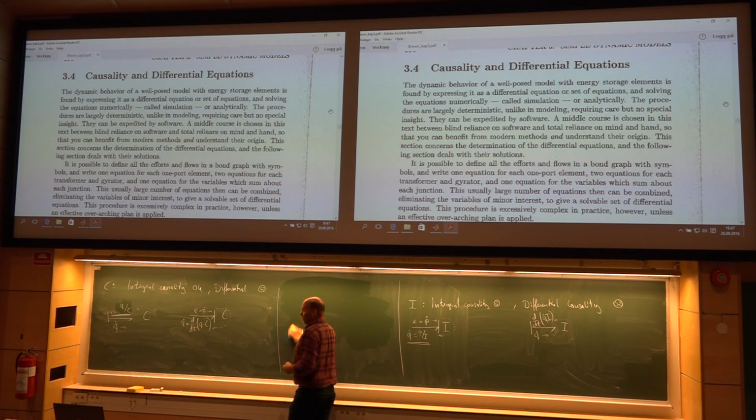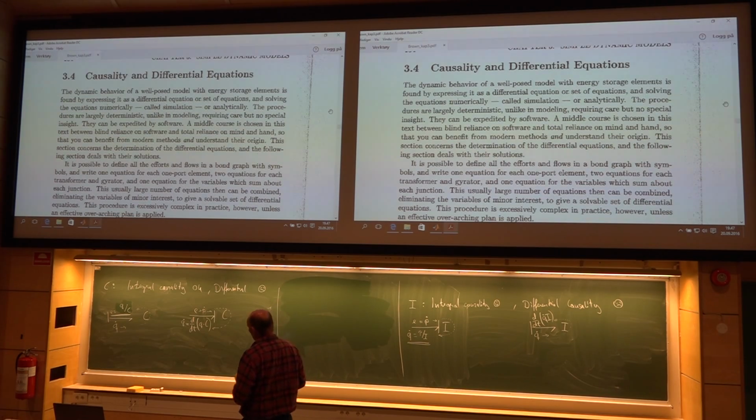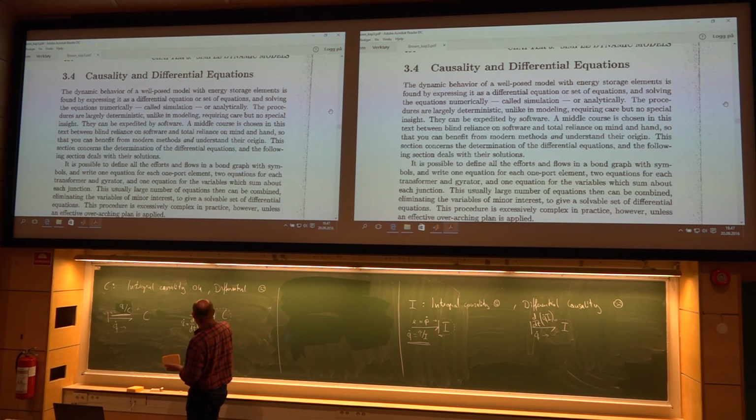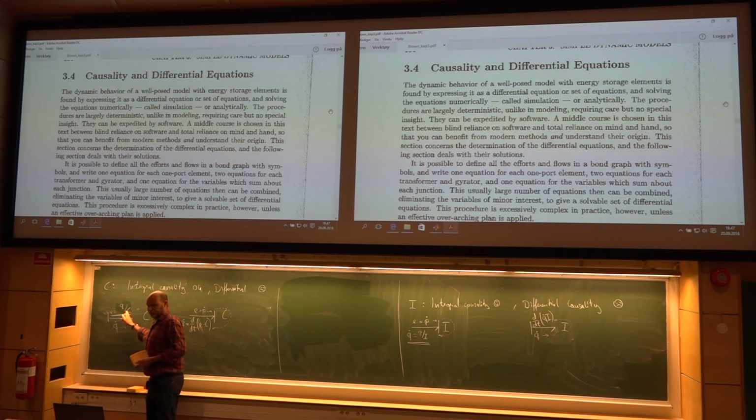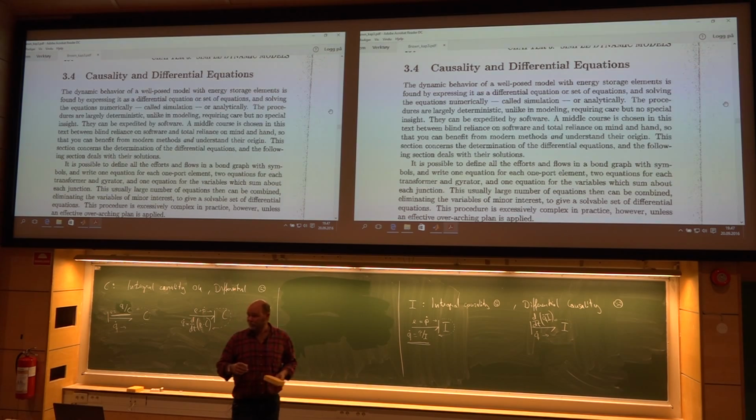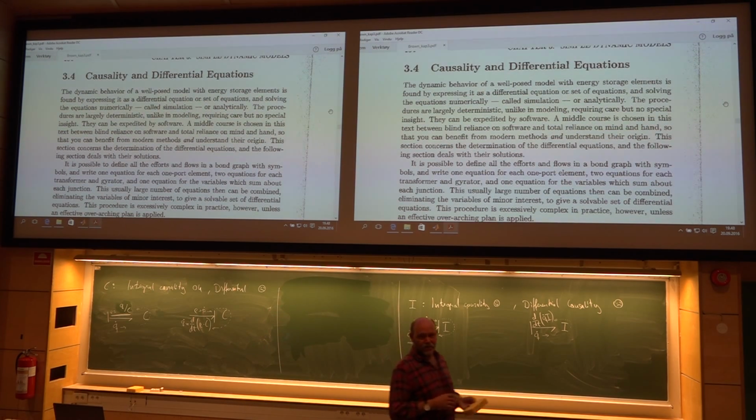Yep. Do you have to correct the rest of it? Is this supposed to be a Q? This one? Yeah. No, it shouldn't be. Thank you. Effort. It's getting late. Other questions?